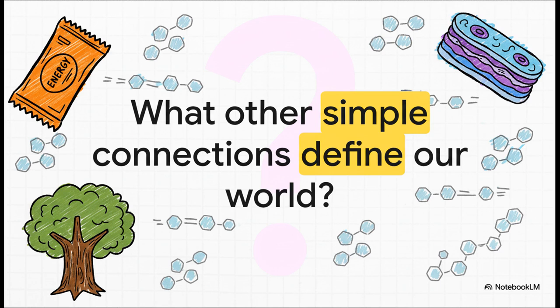Just one simple type of connection, that glycosidic bond, when you repeat it and vary it, can create materials as different as an energy gel, the trunk of a massive tree, and the protective coating of a cell. It's an amazing example of molecular architecture. Which kind of leaves us with a final thought to chew on. What other simple connections, just repeated over and over, truly define the world around us?